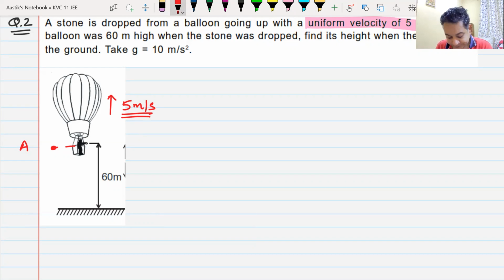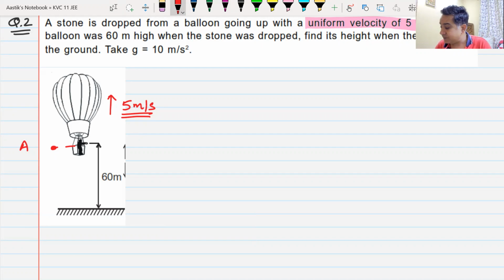So therefore, apart from gravity, there are other forces acting on it. Therefore, this balloon is not an example of projectile motion. It is moving with a uniform velocity of 5 meters per second. It cannot move with a uniform velocity if it is moving under gravity. Some force must be acting on it, and that is the force of the hot air which is pushing it up. I want to find out what is the height of the balloon when the stone hits the ground.